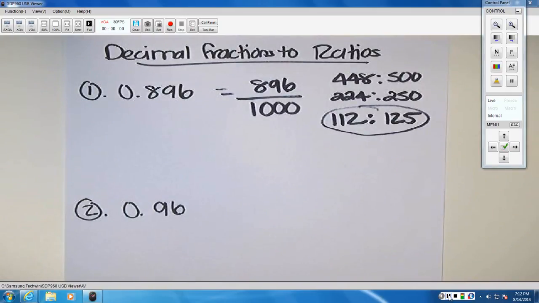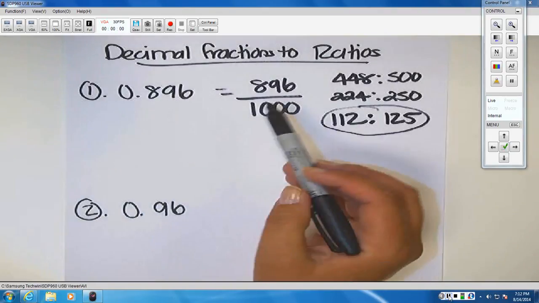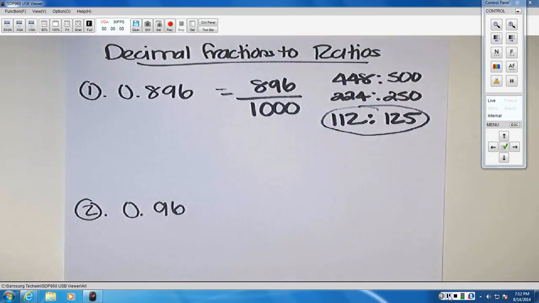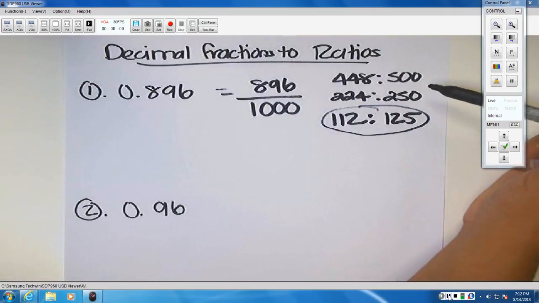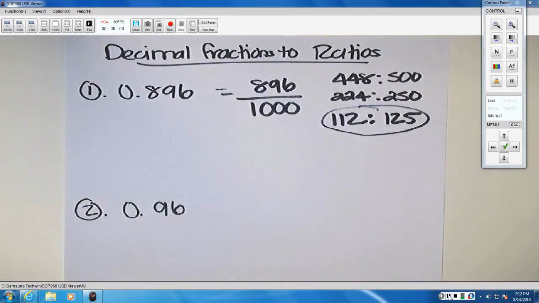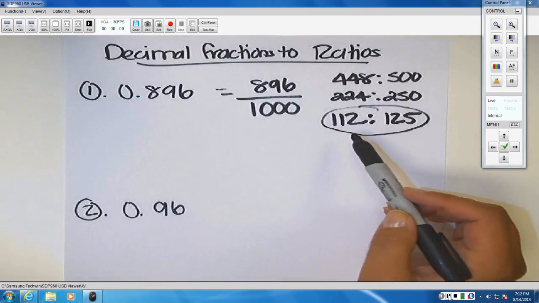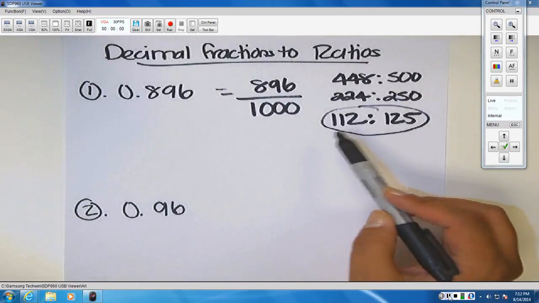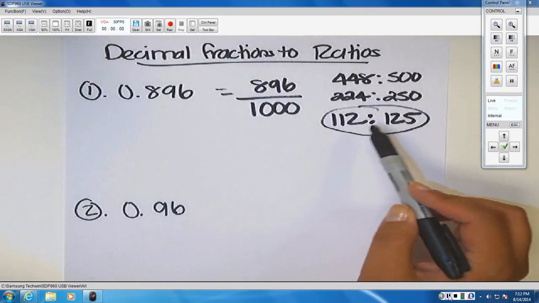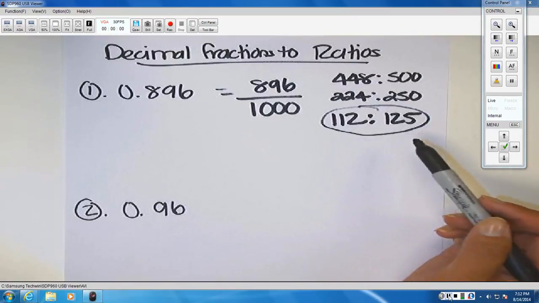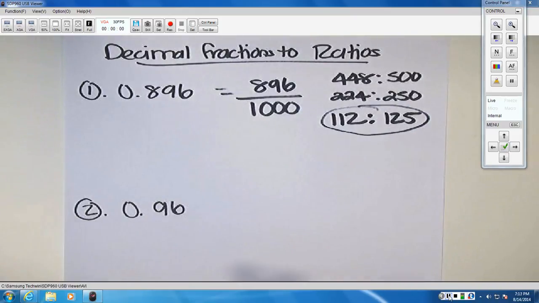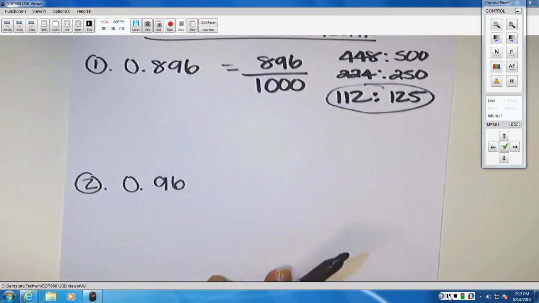So, you could just use a calculator and trial and error it and punch in a bunch of different numbers to determine what is the highest number that will divide into both 896 and 1,000. Or you can do it this way. I just took 2 and I kept reducing it and reducing it and reducing it until I finally got a number that I had in lowest terms. And so my number is 112 is to 125, and that's the lowest terms. So you can do it that way. I just wanted to show you that way really quick.